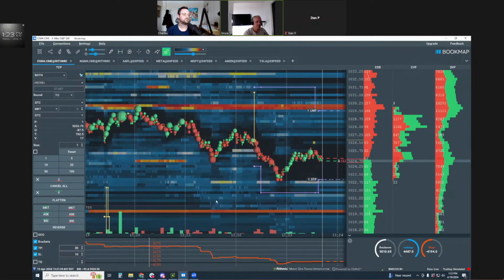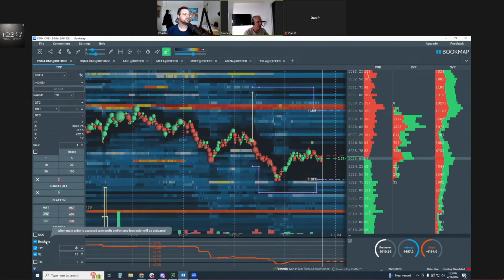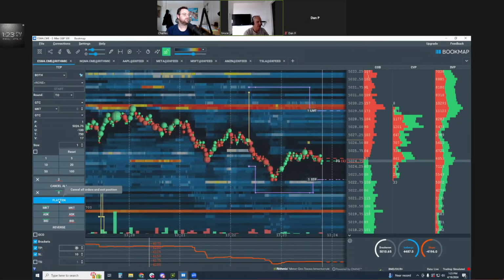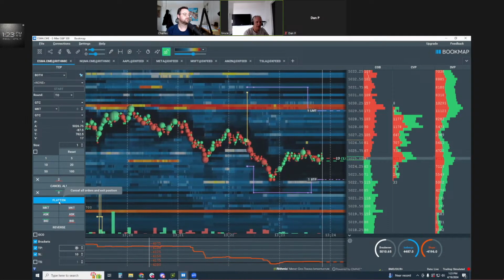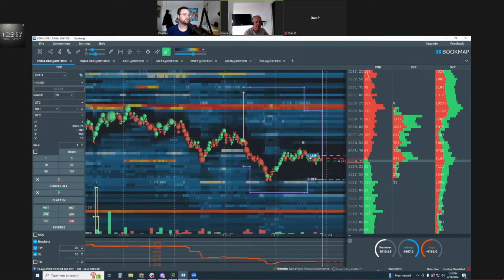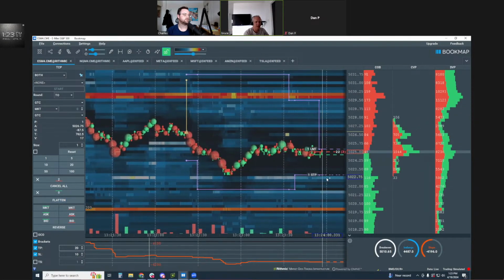Yeah, that's the way that we'll go over brackets in a second. But here, let me just flatten. Now, when I hit flatten, you'll see, or actually, let's try to get maybe a tick more out of this.